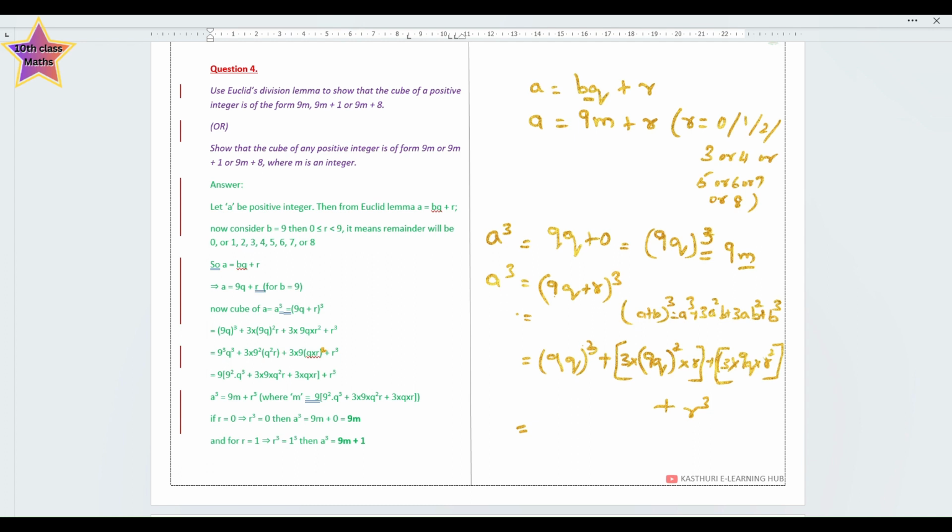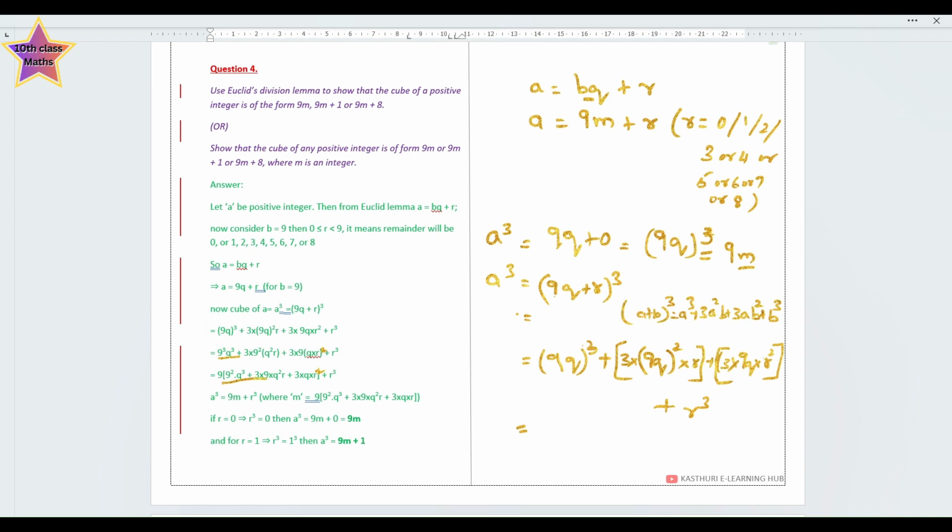Now if we take everything in terms of 9, because here we are given the task 9m. Okay, so we are going to take in terms of 9. This whole thing, firstly we will see. Here 9 we take out. What is remaining inside? 9 square. 1 9 came out, so 9 square q cube plus. Here you see 9 square is there, 1 9 we kept outside. So here we will get 1 9 inside. 3 into 9 into q square into r plus 3. Here in this 9 we have kept it out. So 3 into q into r square plus r cube. Okay, so here we will get a cube equal to 9m plus r.